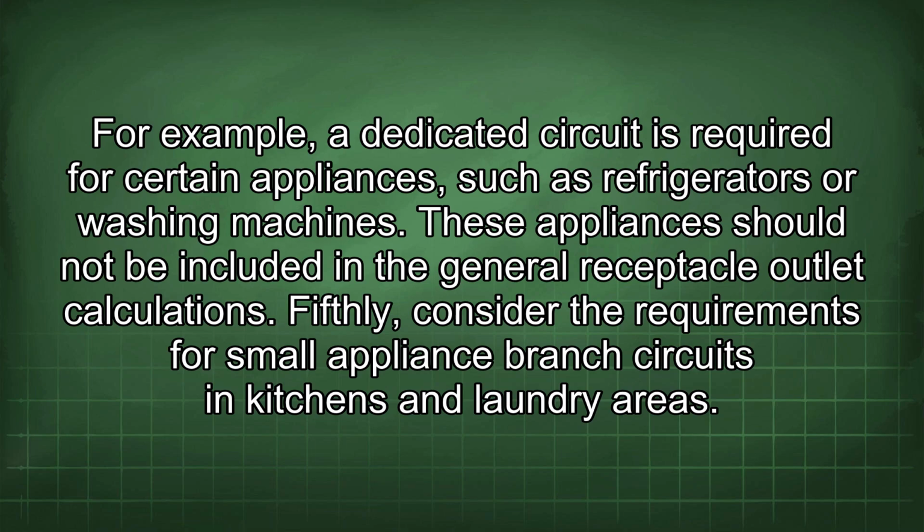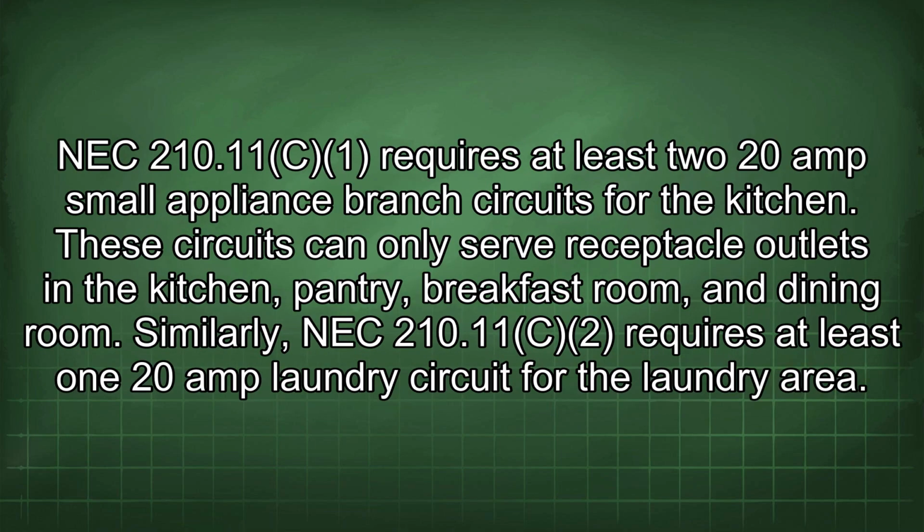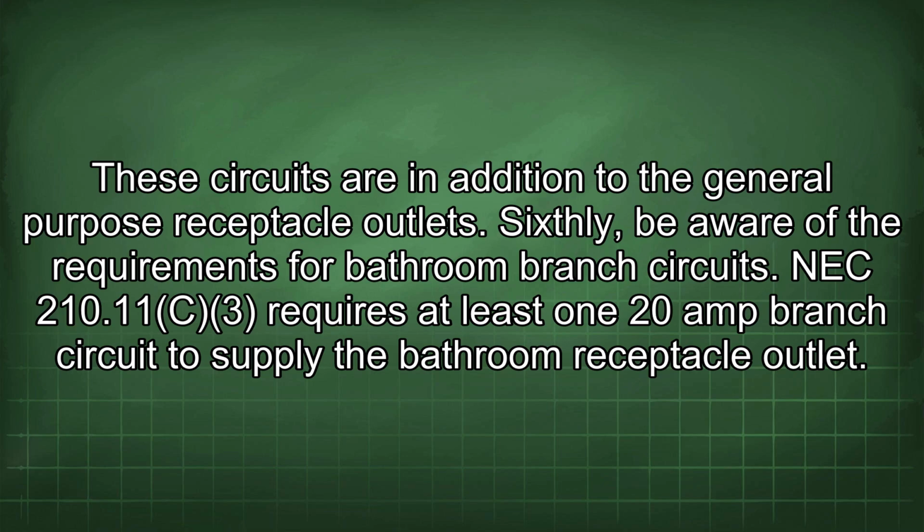Fifthly, consider the requirements for small appliance branch circuits in kitchens and laundry areas. NEC 210.11 requires at least two 20 amp small appliance branch circuits for the kitchen. These circuits can only serve receptacle outlets in the kitchen, pantry, breakfast room, and dining room. Similarly, NEC 210.11(C)(2) requires at least one 20 amp laundry circuit for the laundry area. These circuits are in addition to the general purpose receptacle outlets.